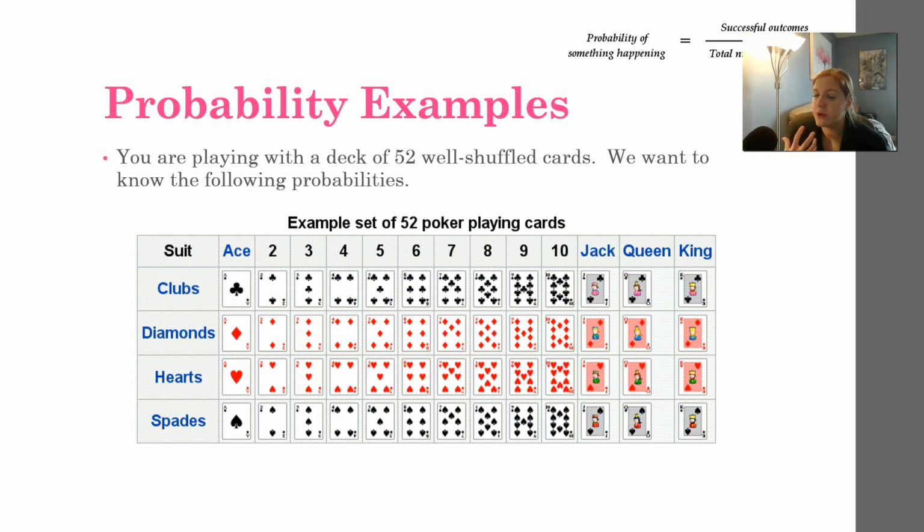But just as a little review, there are 52 cards in a deck, and there are 4 suits: clubs, which are black, diamonds, which are red, hearts, which are also red, and then spades, which are black. Okay, so 2 suits are red and 2 suits are black. In each suit, there are 13 cards. Okay, 13 cards in each suit.